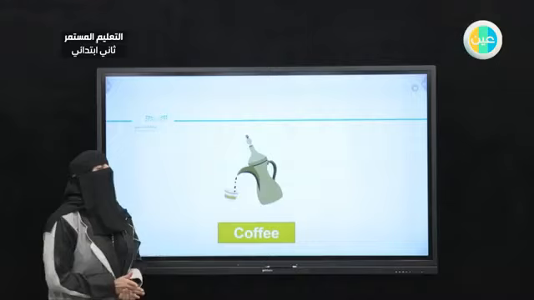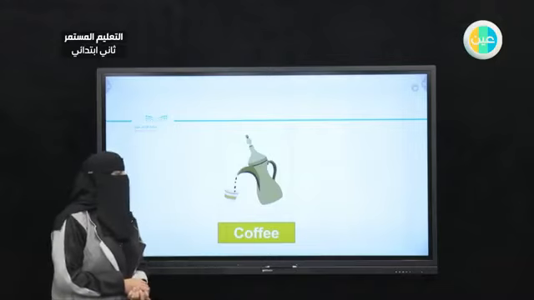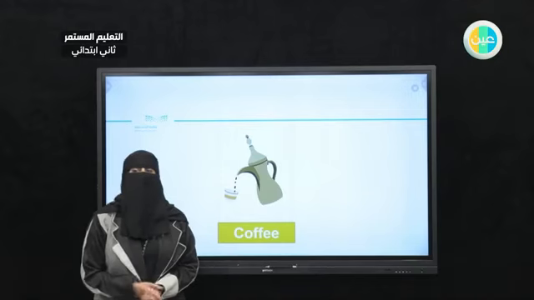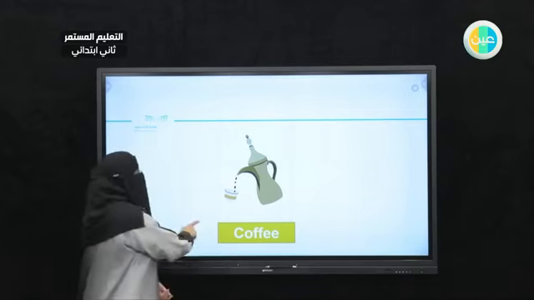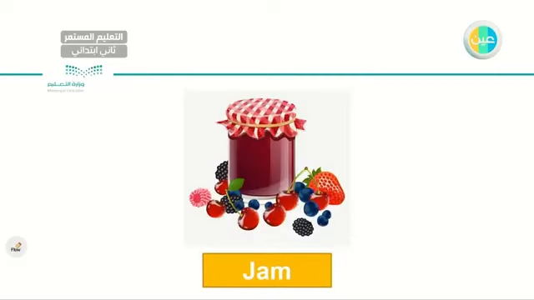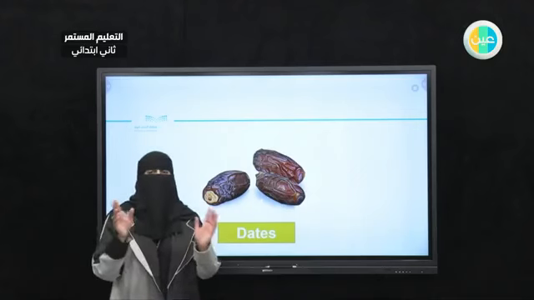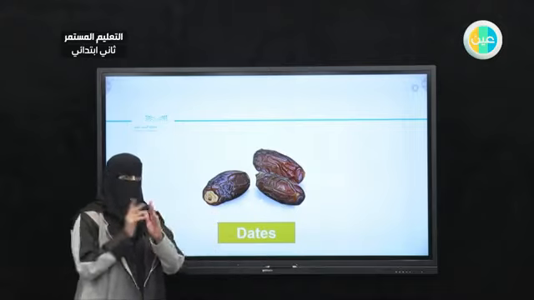I have coffee. Coffee. Coffee. Very good. Okay, so let's go through them one more time. And I need you to remember that sometimes I use an article if it's singular and countable.